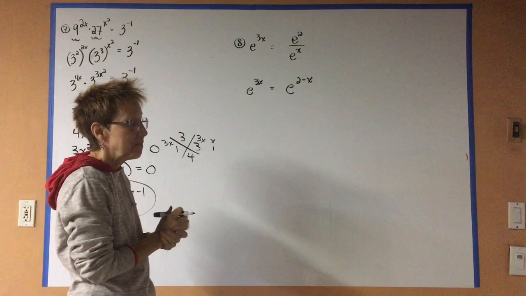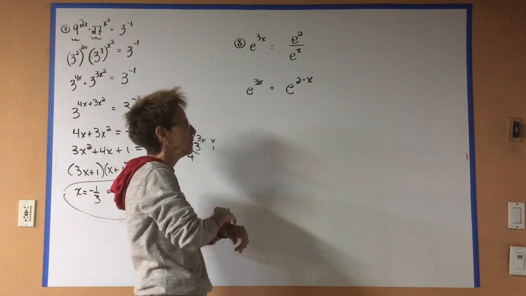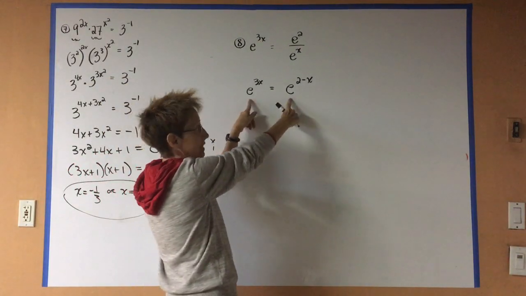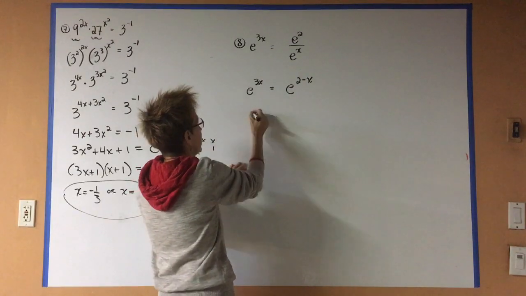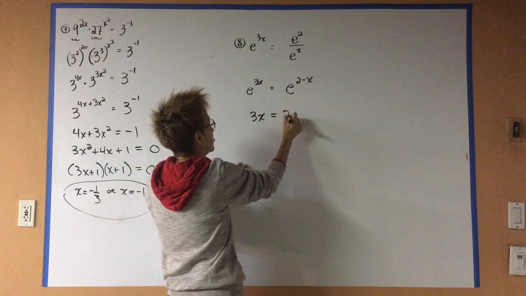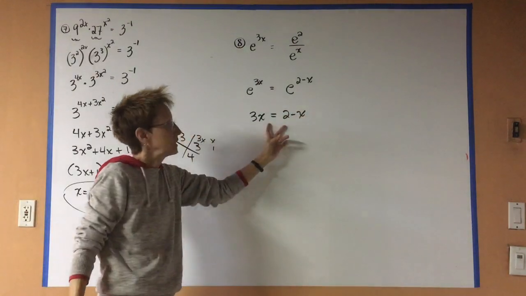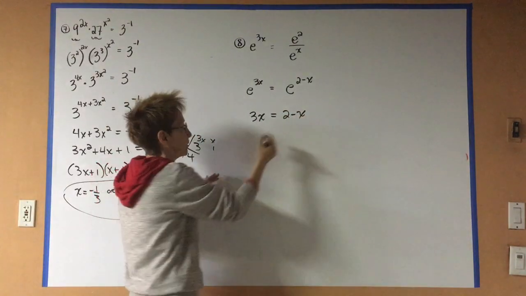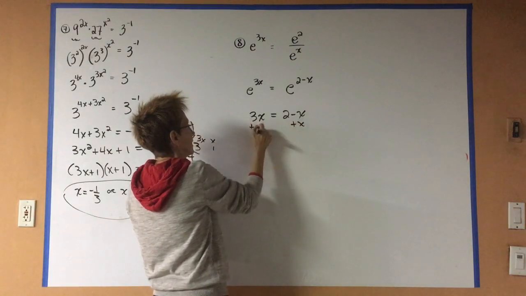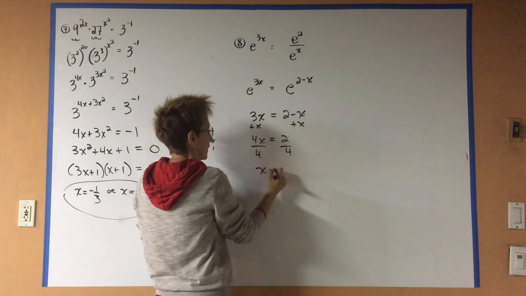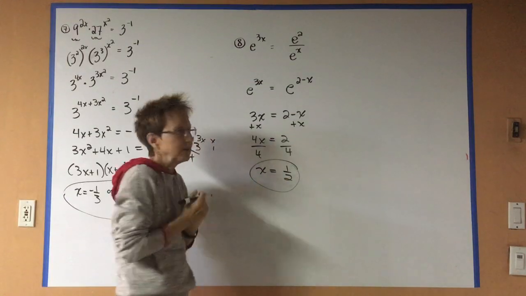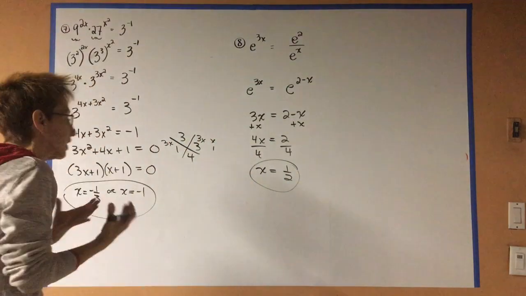So nice thing to remember, that rule from a long time ago. And now look, same bases. I'm ready to drop the base and equate the powers. So I drop the base, I equate the powers, 3x equals 2 minus x. What kind of an equation is this? This is linear. I know exactly what to do. I'll add x, I'll get 4x equals 2, I'll divide by 4, and I'll get x equals 1/2, and I'm all done.